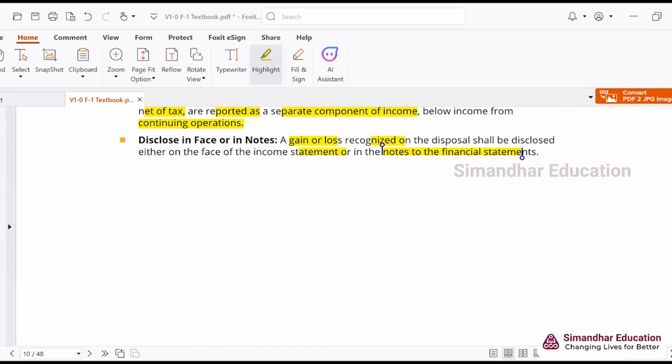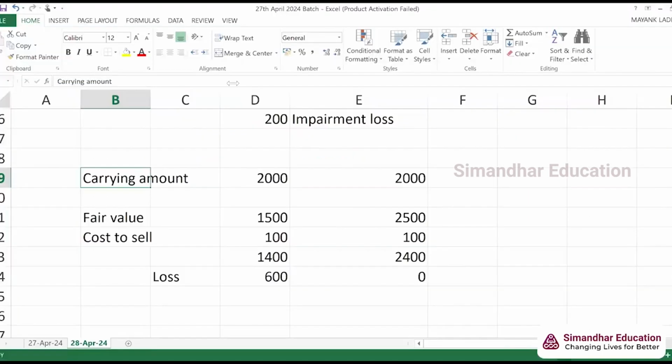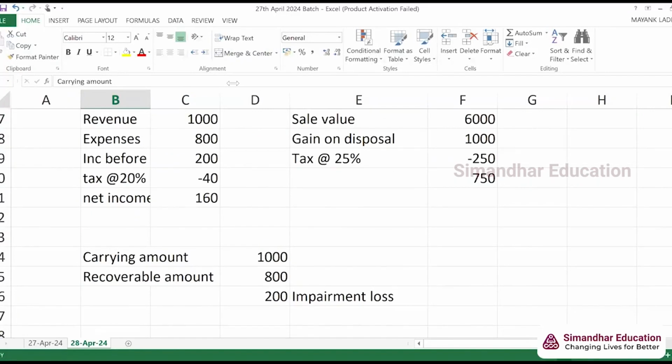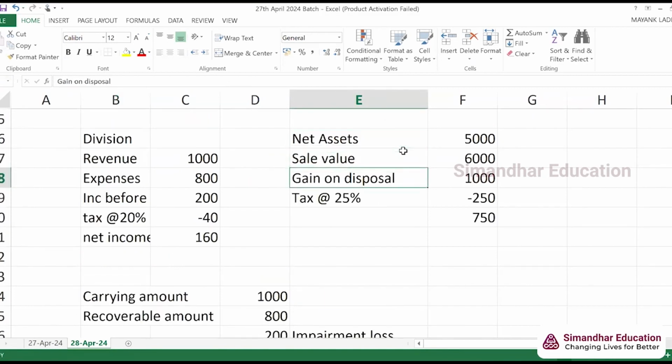There is no materiality amount, it is management judgment. What is gain or loss on disposal? I have just explained it here. Gain or loss on disposal is when you sell that asset. Let us say, if the sale value, so here you can see the net assets, the sale value, what is the gain on disposal?